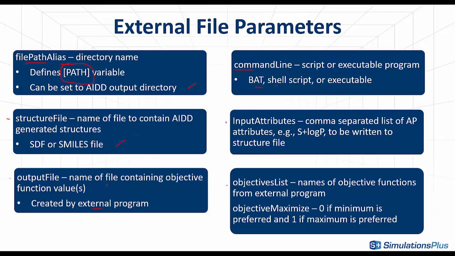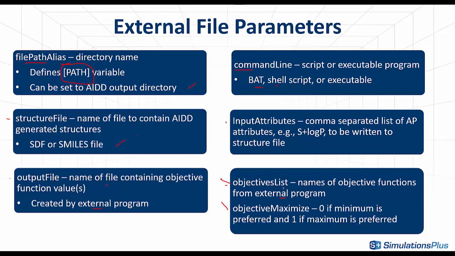The next parameter is an objectives list. This output file is a text file, but there's no header information. So this is essentially the header, and it's the name of the objective function from the external program. For example, AutoDock_score would be one potential entry in an objectives list.